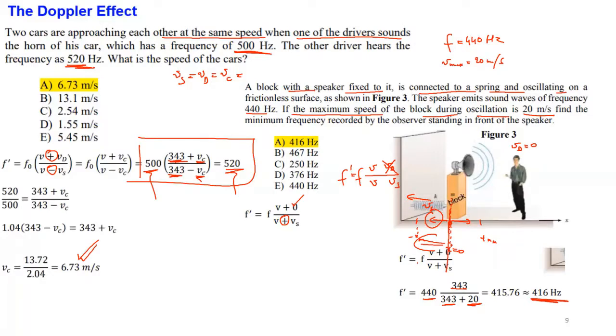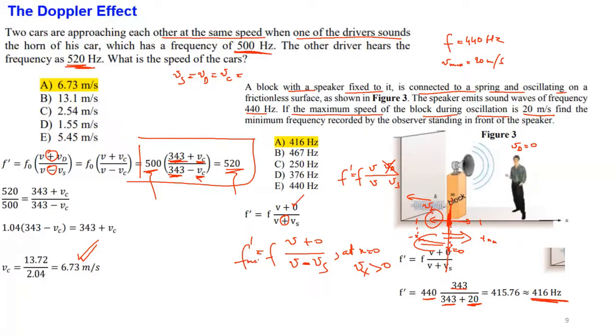Now, if I wanted to ask this problem differently, I would say, find the maximum frequency recorded. Of course, the maximum frequency will be F prime equals F (V plus 0) divided by (V minus VS). Why minus? Because the maximum frequency will be when the speaker is crossing the equilibrium position, but moving towards the detector. So this will happen at x equals 0 and Vx positive, meaning maximum and positive. You get my point?